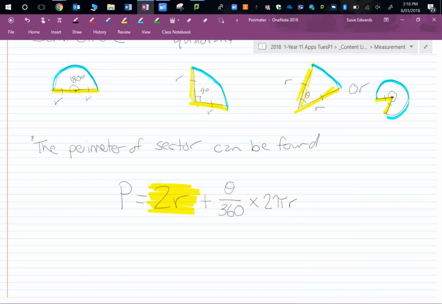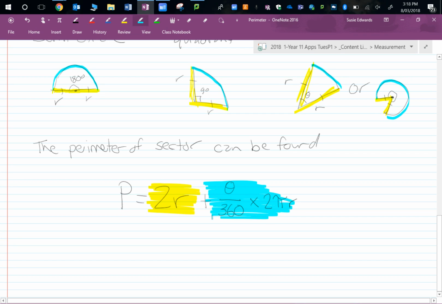because you've got the radius, and that little part of that shape. So, was there a question? All right, so that bit finds us the blue part. Does that make sense to everybody? Yellow, blue, yeah? All right, so let's do an example.